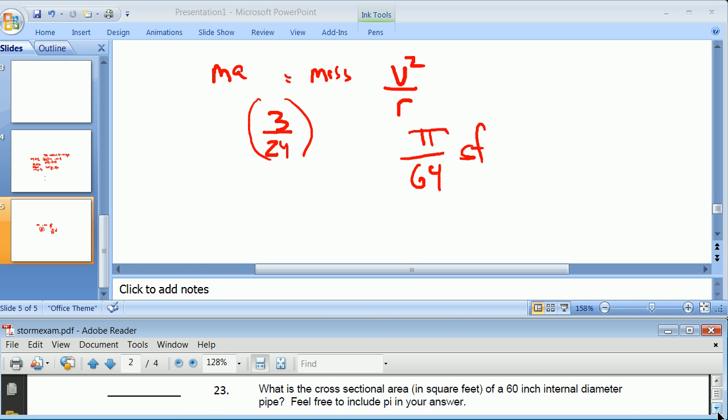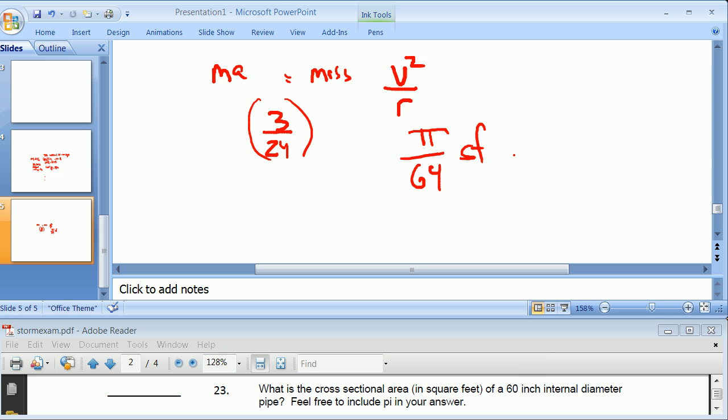Cross-sectional area of a 60-inch internal diameter pipe. That one's a little tougher because it's 2.5 times, so you have to take 2.5 and square it times pi. The pi is always there. However you want to calculate those, you're free to do it by hand as well, but this does work and it keeps things in square feet.